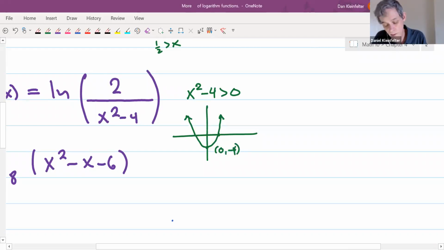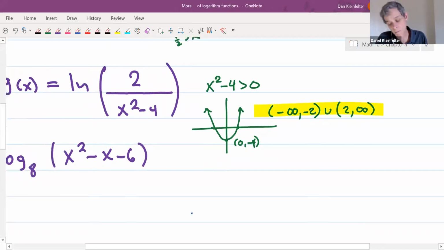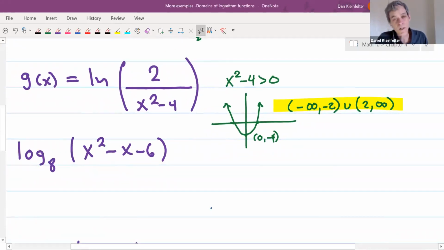Okay, where that will be positive will be to the left of -2 and to the right of +2. So that would be the domain here. That would be enough to ensure that the input is going to be positive.